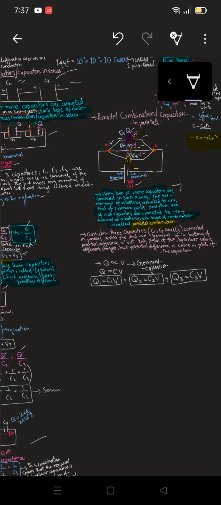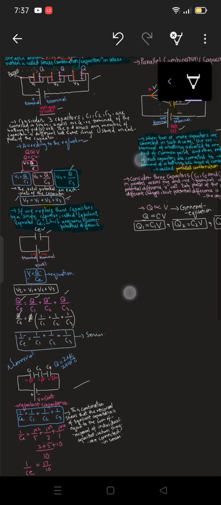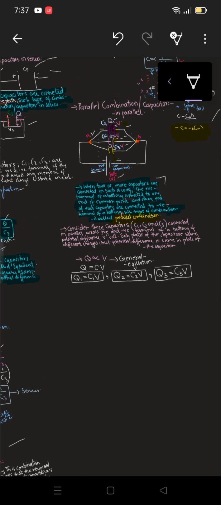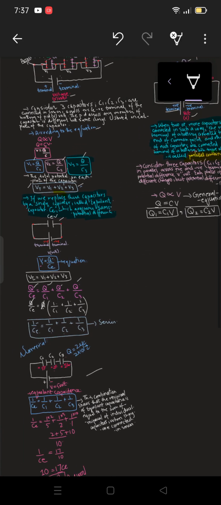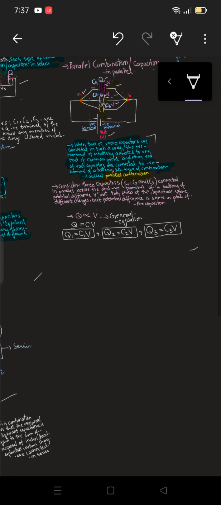In the next video we will find the equivalent capacitance, or you can say the total charge. Till now we have completely covered our series combination, or capacitors in series, and we have almost covered our parallel combination, or capacitors in parallel. Now everything is very easy. What we did in series we will be doing here as well: what the capacitance would be equal to, and how we find the total charge. We're going to do everything here. So this was all for today.